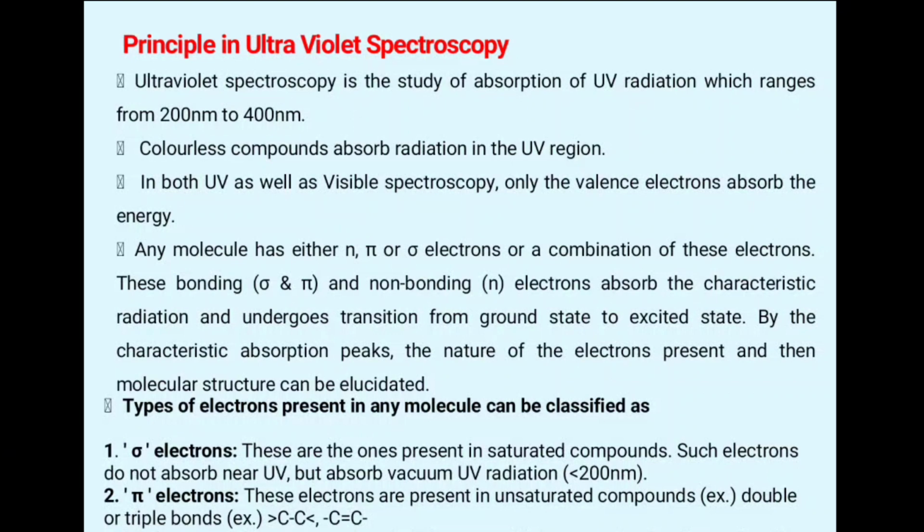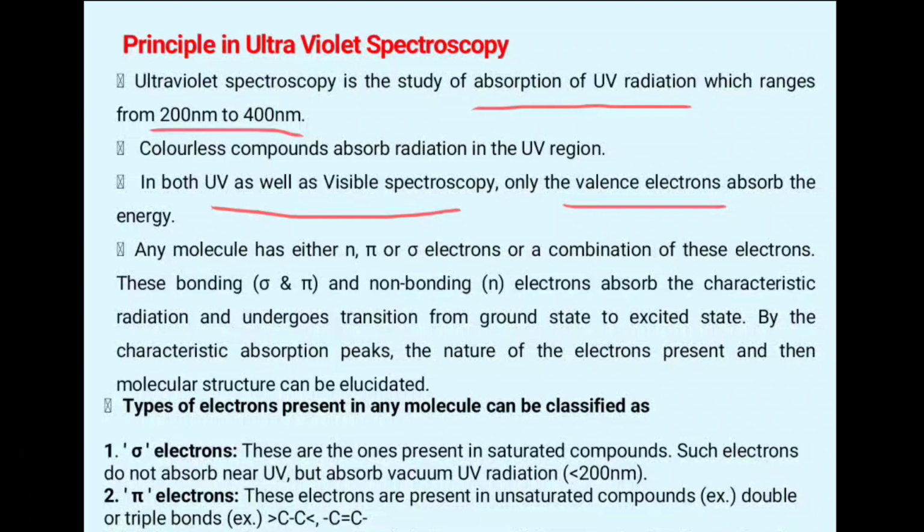Let us see the principle involved in UV spectroscopy. What is UV spectroscopy? UV spectroscopy is the study of absorption of UV radiation which ranges from 200 to 400 nanometers. In this region, colorless compounds absorb UV radiation. In both UV as well as visible spectroscopy, only valence electrons absorb the energy.